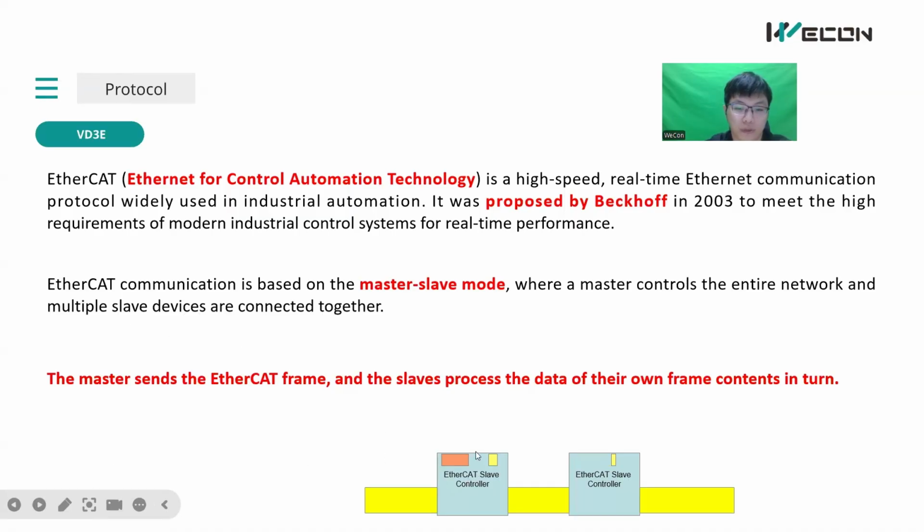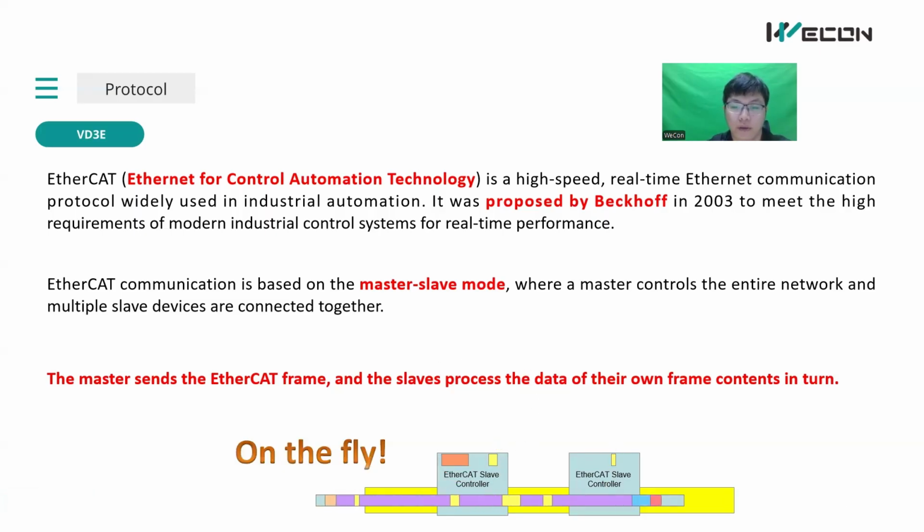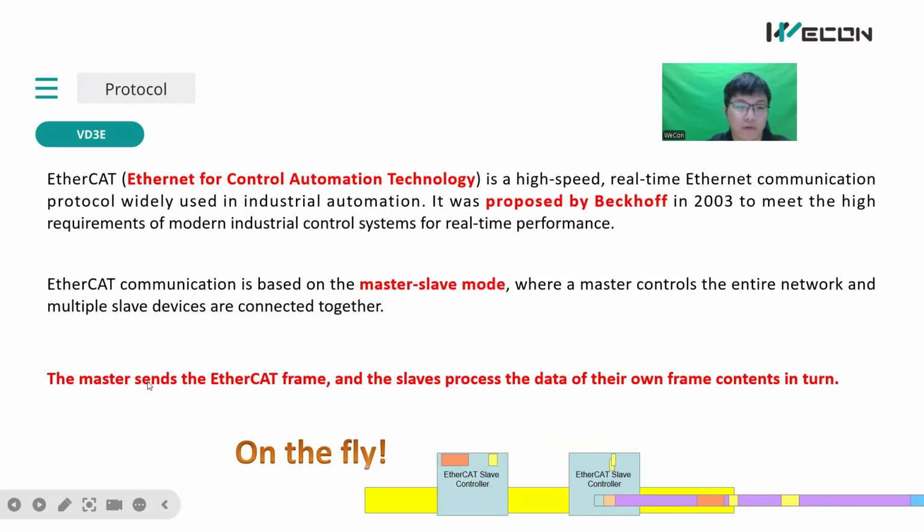And here I have a picture. You can see how the master and the slaves communicate. First, the master will send an EtherCAT frame, and this frame will go through all slaves one by one, and each slave will process its own part of the frame content in turn.